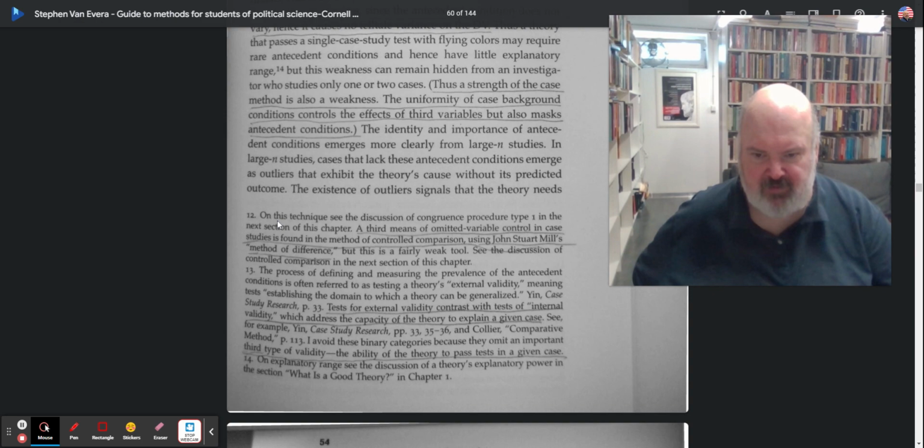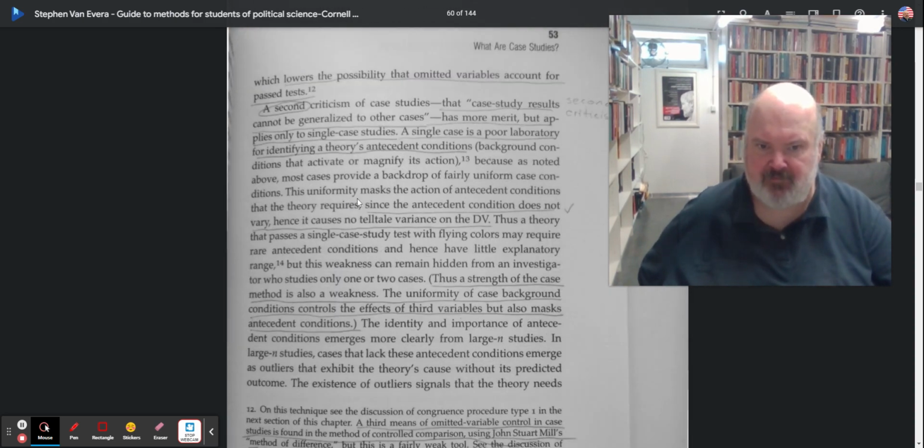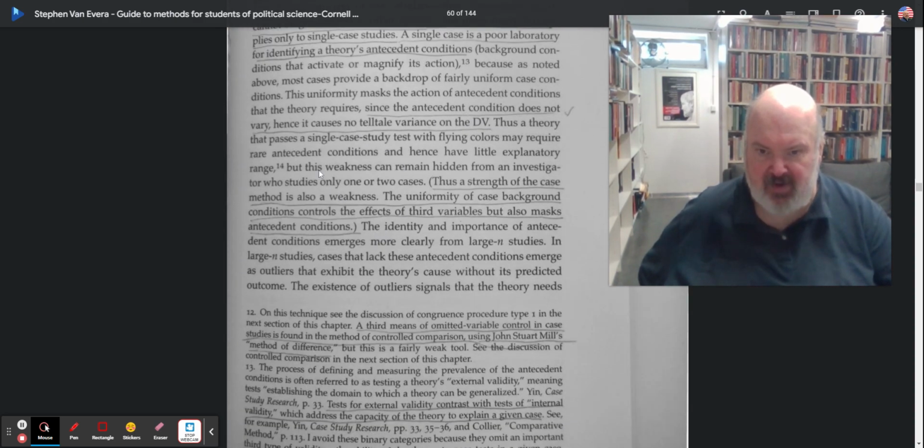Footnote 14, we talk about this. Explanatory range was discussed in the theory's explanatory power in the first chapter, right? That makes a good theory. But the weakness can remain hidden from the investigator who studies only one or two cases. Thus, a strength of the case study method is also a weakness. The uniformity of case background conditions controls the effects of third variables, but it masks antecedent conditions.